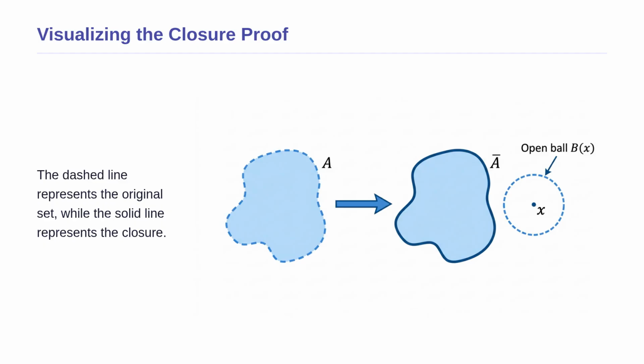Let us visualize what we just proved. On the screen, you see a diagram summarizing our theorem. On the left, the dashed line represents a set A that is missing its boundary. On the right, the solid line represents the closure, where the boundary is safely contained. Notice the point x sitting outside the closure? The dashed circle around x is the protective open ball we used in our proof. Because this bubble never touches the solid boundary, it proves that the outside region is completely open, making the closure itself a perfectly closed set.